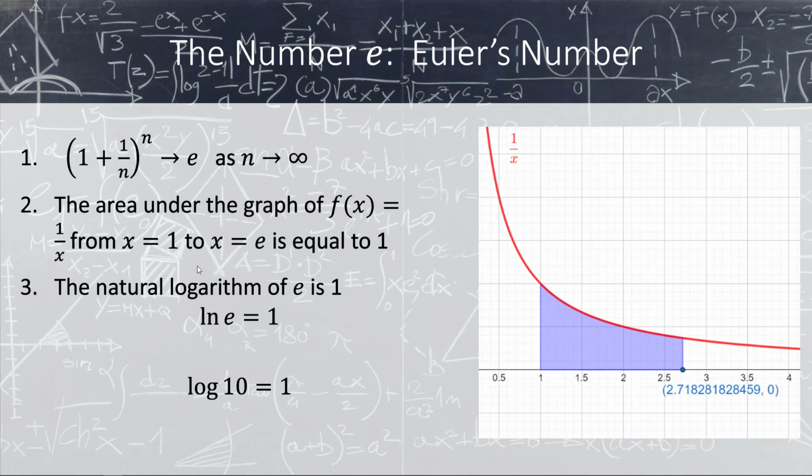It also turns out that E is the base for the natural logarithm. The base for the natural logarithm is E. As a consequence, the natural log of E is equal to 1. Just like the base for the common log is 10, and the common log of 10 is equal to 1.